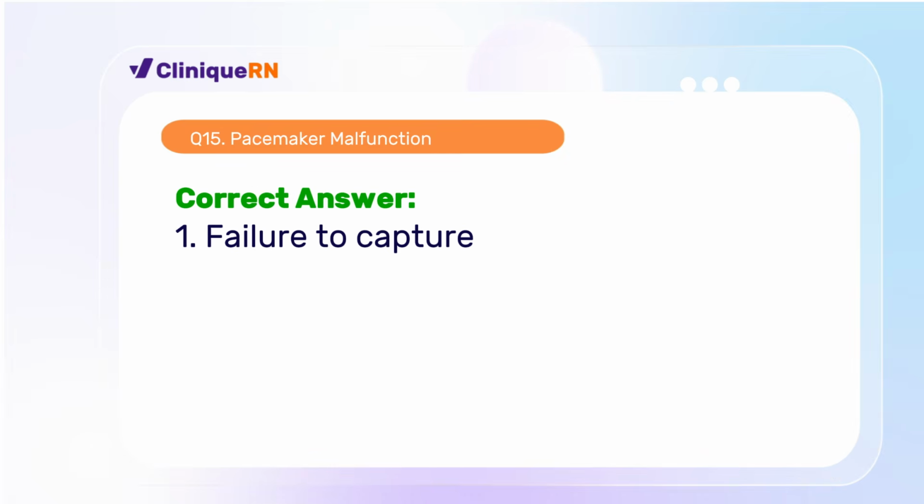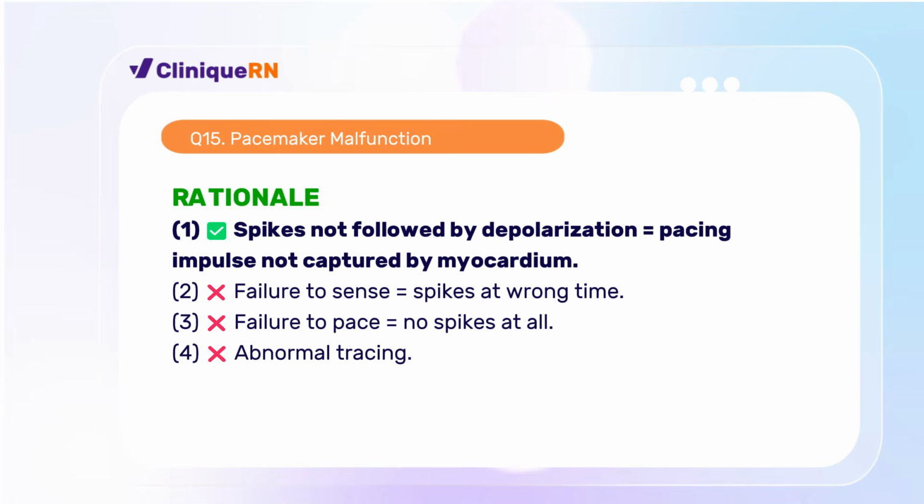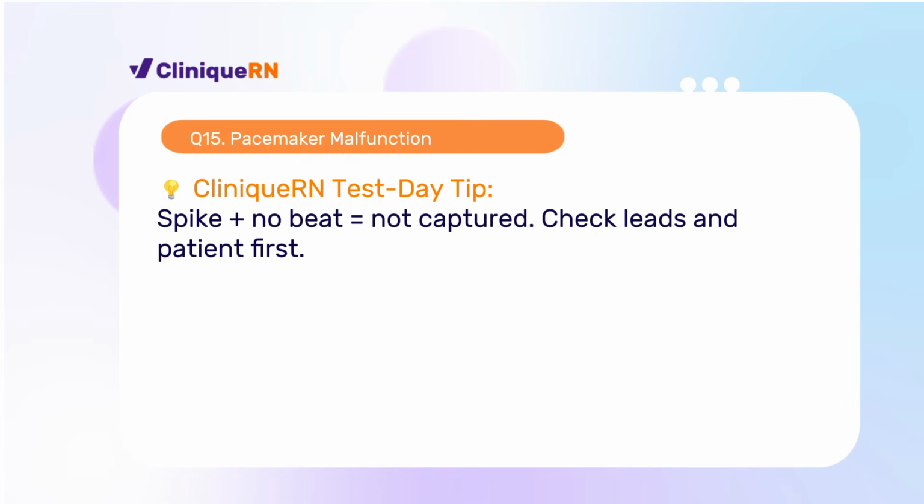The correct answer is 1. Failure to capture. Rationale. 1. Spikes not followed by depolarization equals pacing impulse not captured by myocardium. 2. Failure to sense means spikes at wrong time. 3. Failure to pace means no spikes at all. 4. Abnormal tracing. CliniqueRN tip. Spike plus no beat means not captured. Check leads and patient first.